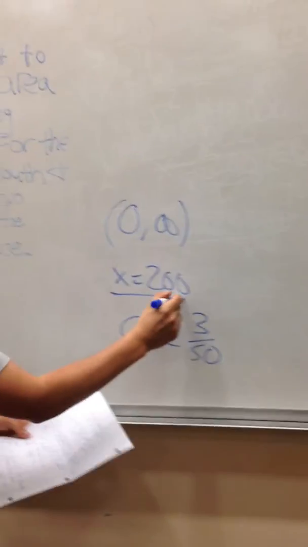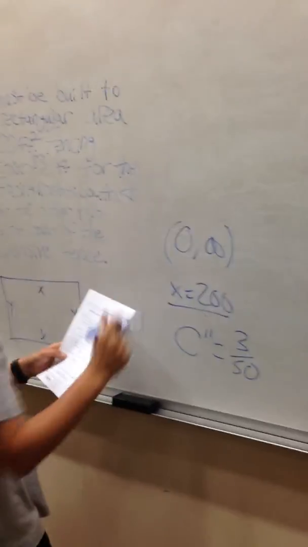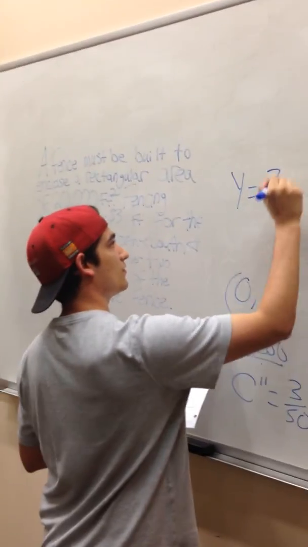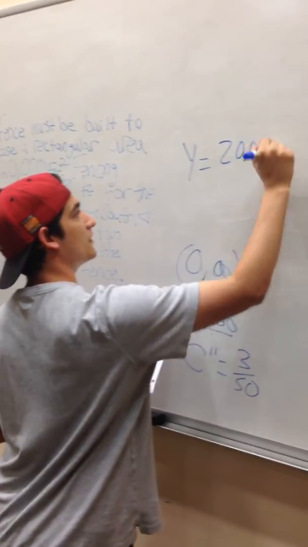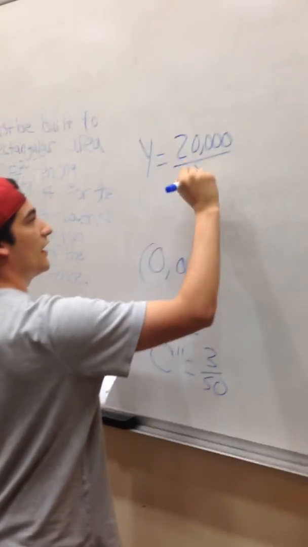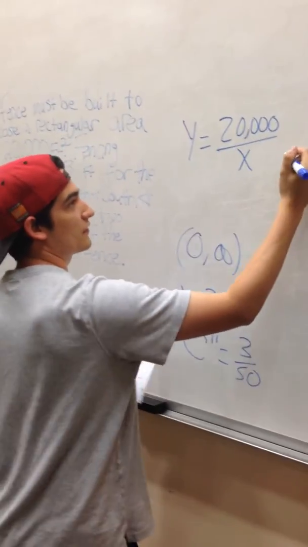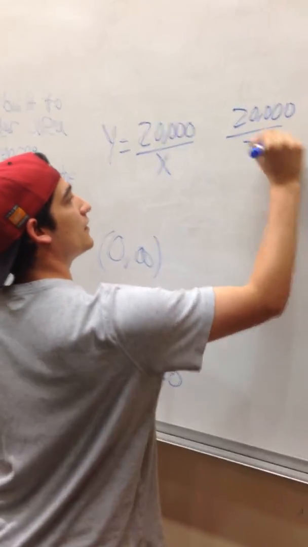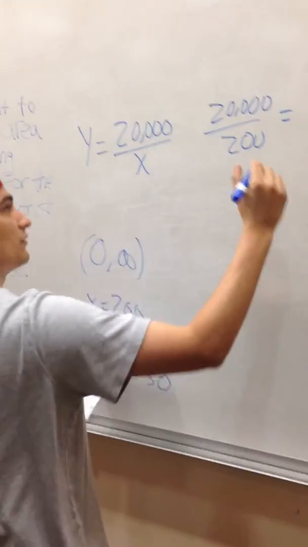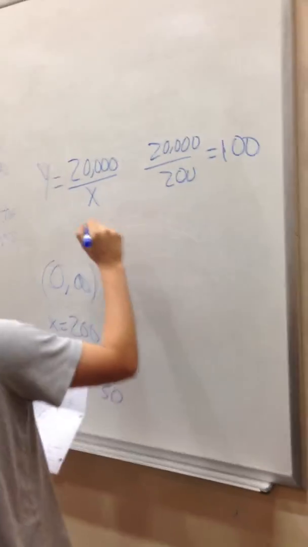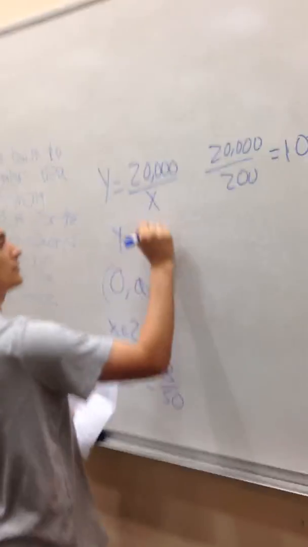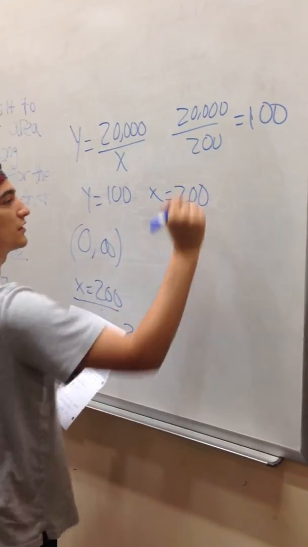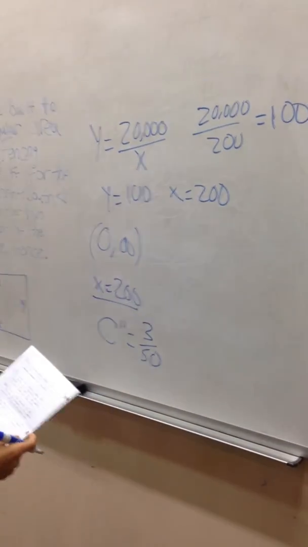So we have our value of x, now we need to find y. Our equation for y is 20,000, which is the area, divided by x, which is 200. So 20,000 divided by 200 equals 100. So our y equals 100 and our x equals 200. So we have our x and our y.